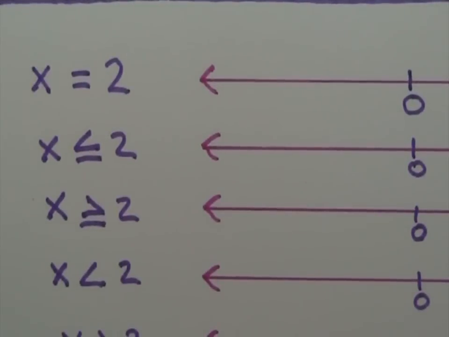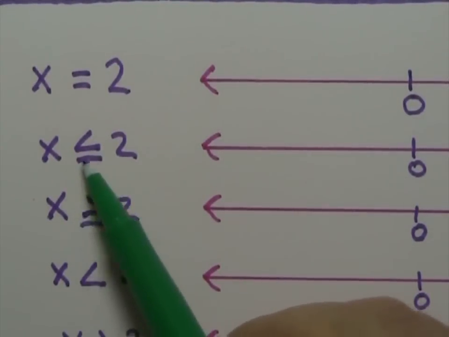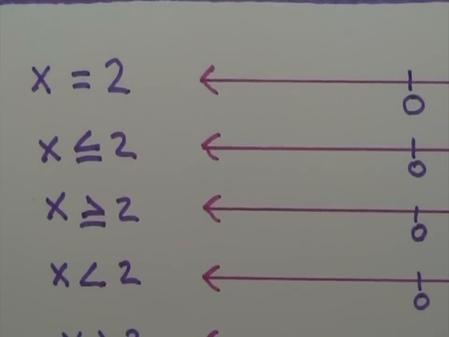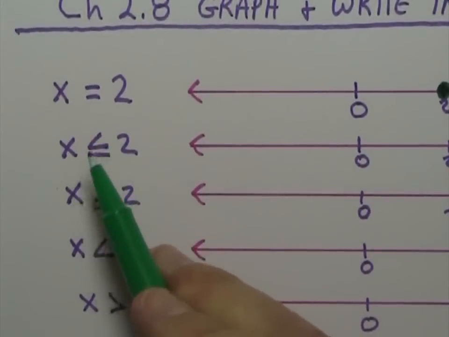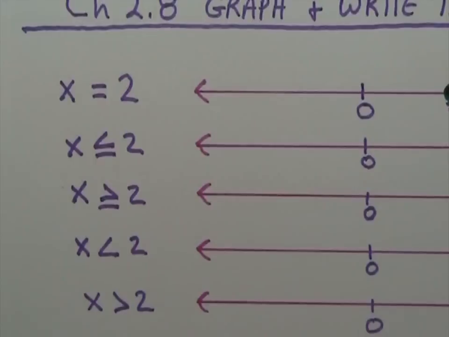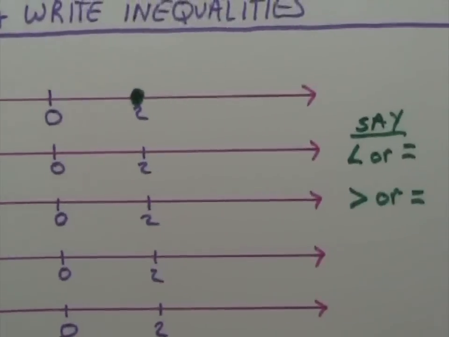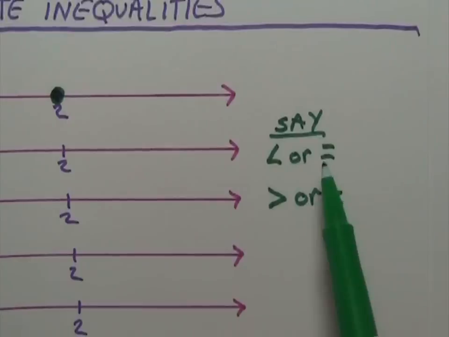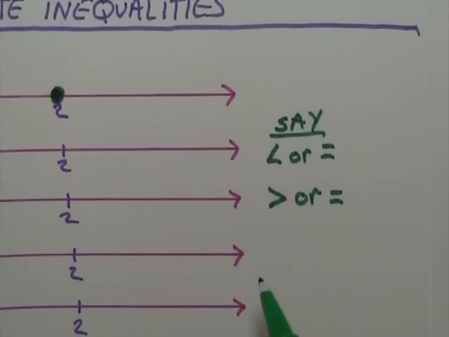Our next one has an equals in there, but it's less than. So on this side we say it's less than or equal. Over here, it's greater than or equal. Let's put that over to the side here. So we say it's less than or equal, or we say it's greater than or equal. That's how we say those symbols.